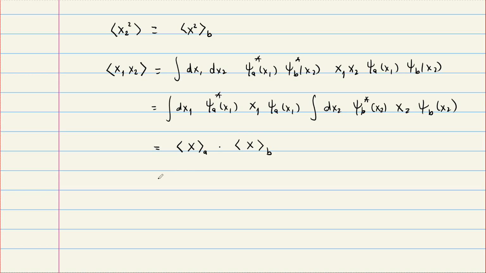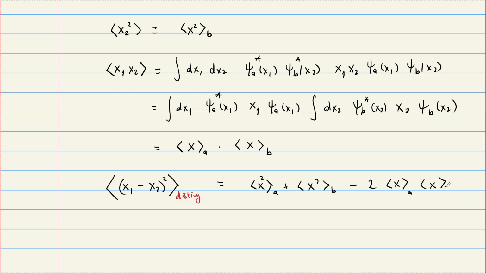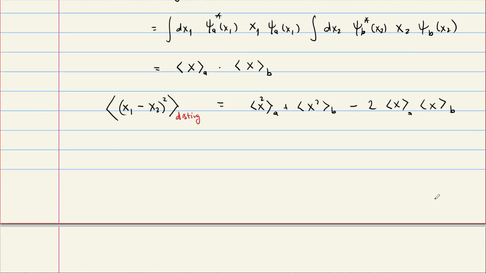Good. And at the end, this x1 minus x2 squared in this distinguishable state is going to be equal to x squared A plus x squared B minus 2 x a x b. Good. Many things, but it looks a little bit more palatable. For identical particles, we will have to write more terms, and we just need to keep track of things.